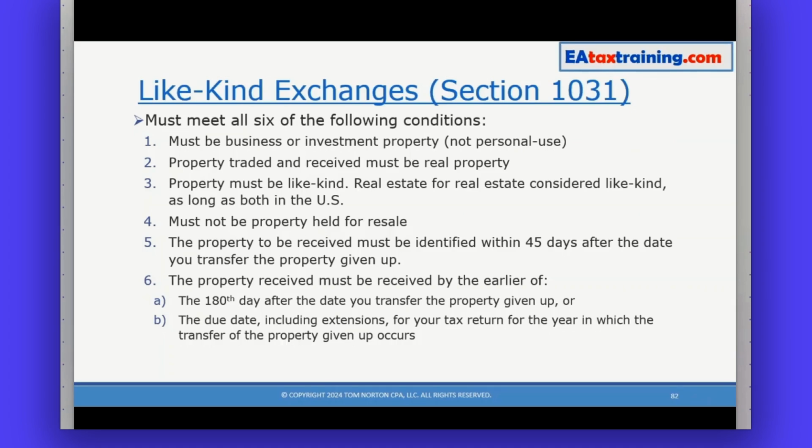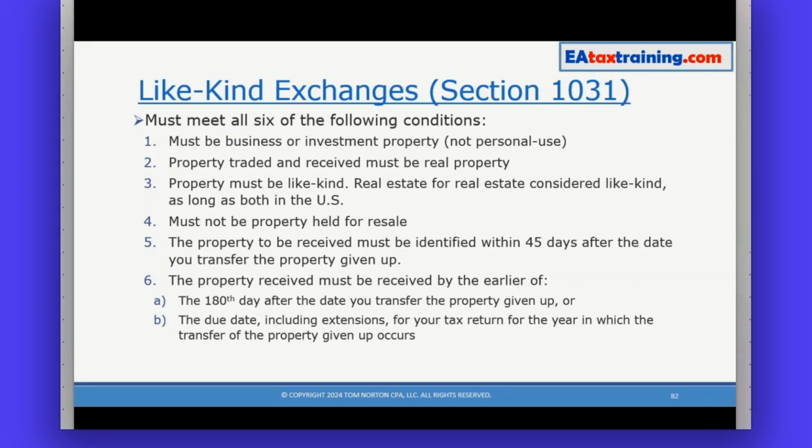The next criteria is the property must not be held for resale. So if you're a home builder and you've built a subdivision worth of homes that you own and that you are selling, and you exchange that subdivision for other property, that does not qualify as a like-kind exchange because the property that you have is being held for resale because you're a home builder. So that would not qualify.